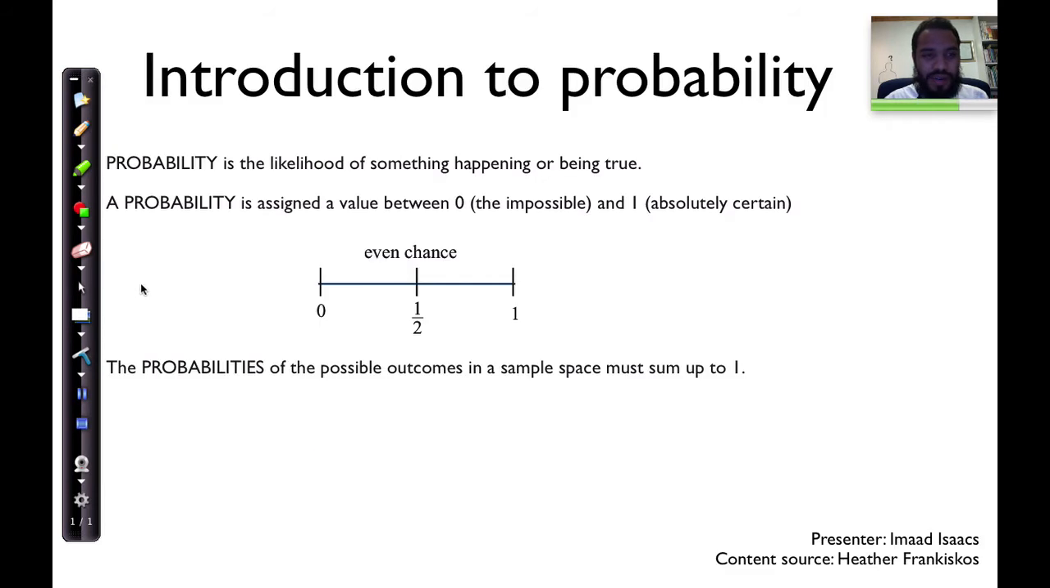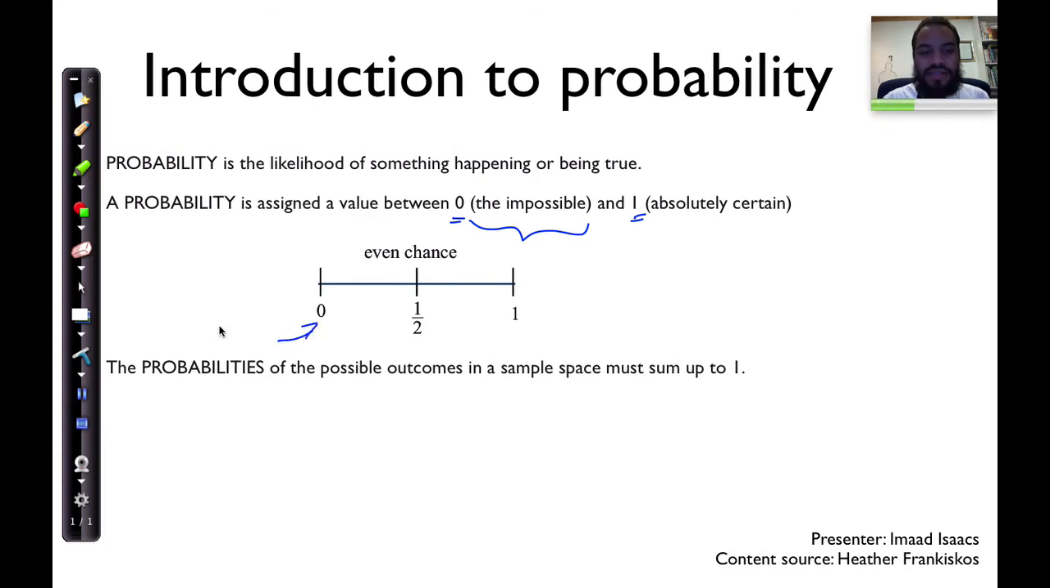So let's get right into it. What is probability? It is simply the likelihood of something happening or something being true. It is usually assigned a value between 0 and 1. And if it is assigned a value of 0, it is considered an impossible event, an impossibility, something that cannot take place or something that cannot happen.